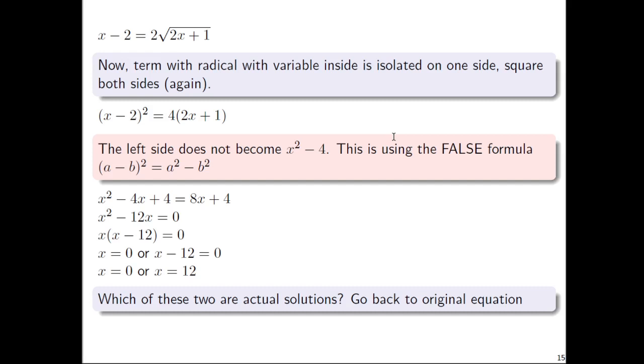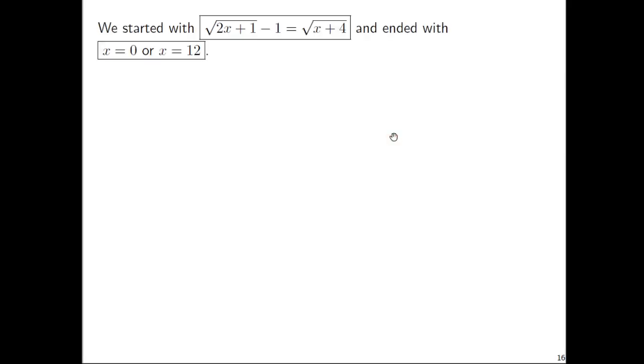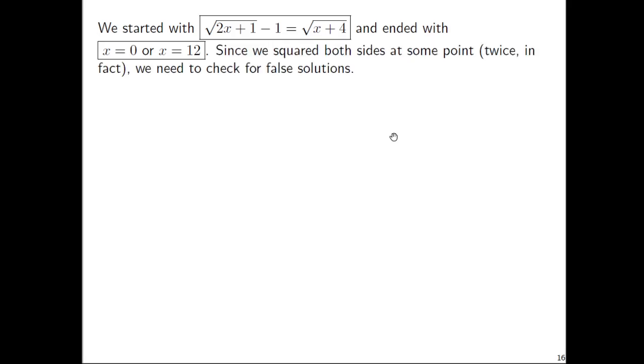Now the question becomes, which of these two numbers are actual solutions? Is it both of them? Well, we should go back to the original equation. Let's put that at the top of the next slide. So we started with the equation in the box at the top and ended with x equals 0 or x equals 12. So since we squared both sides at some point, in fact, we did that process twice, we're going to have to check to see if we have any false solutions.